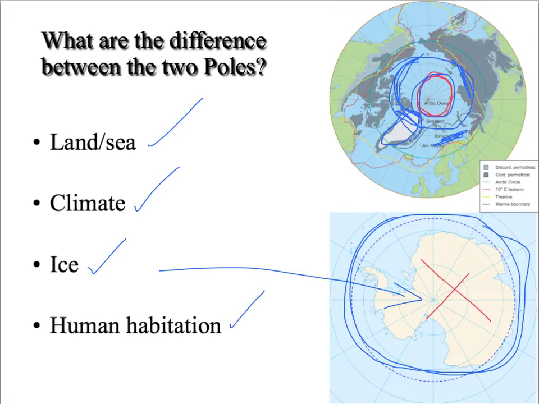And finally, human habitation. We see that in the Arctic we actually have indigenous tribes inhabiting the polar region, Eskimos, nomadic herders, and so on. In Antarctica it is uninhabited except for scientists living and working from various countries' research bases.